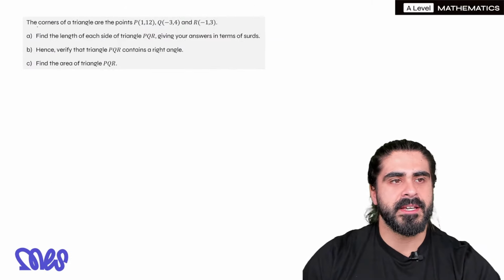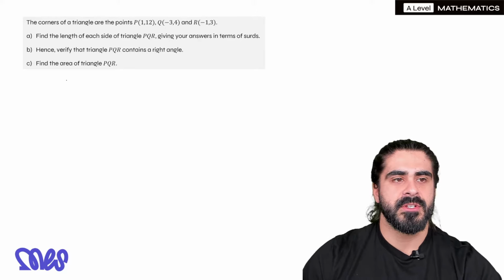Next question, applying it to some exam questions, it says the corners of a triangle are the points P, which is (1, 12), Q (-3, 4), and R (-1, 3). Find the length of each side of the triangle PQR, giving your answers in terms of surds. So let's do PQ first.